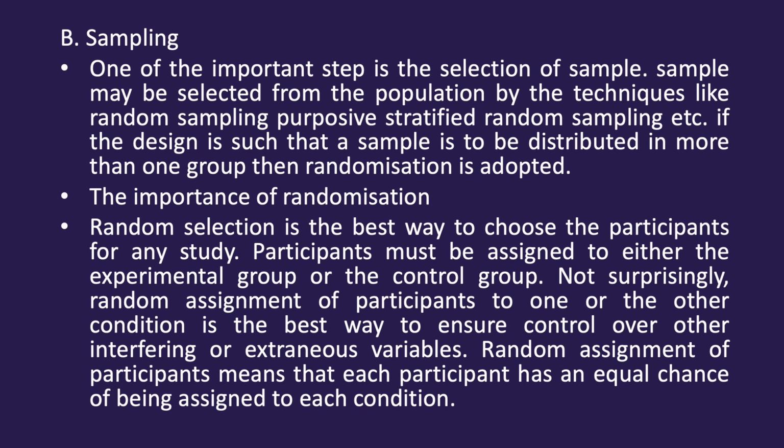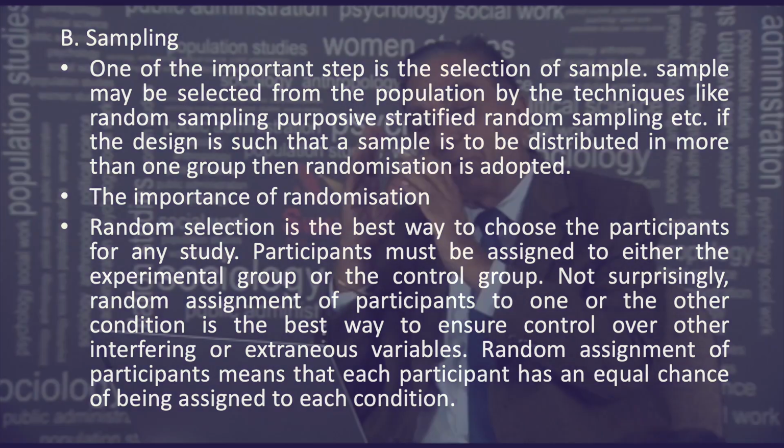Random assignment of participants means that each participant has an equal chance of being assigned to each condition. Now, you have taken the problem, formed the hypothesis, made the design, and decided which technique or tool you will use: interview, questionnaire, test, experiment, whatever you decide. Now, to whom? On which group will I administer my test? Whom will I observe?